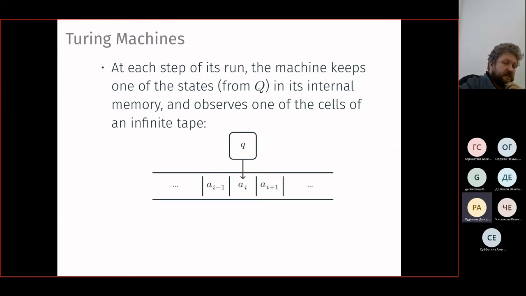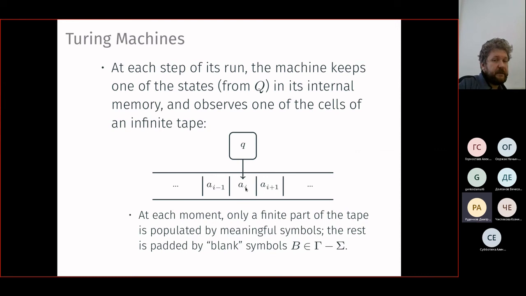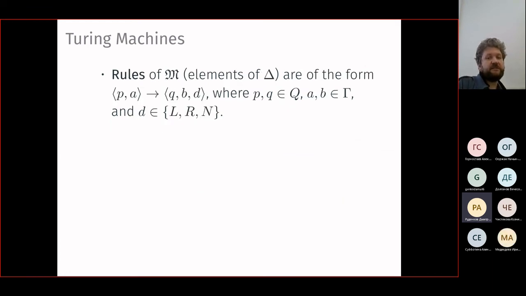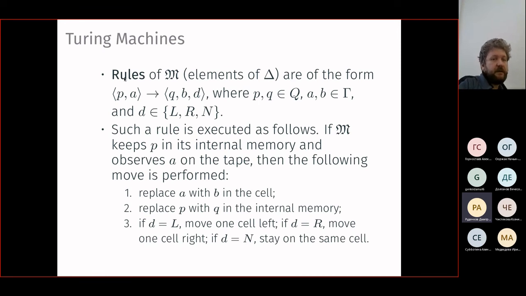And Q is our operational unit. Inside Q, we have this fast access memory. So this small q, we know it at each time. But this A is observed only if we look at it like this. This is the arrow which shows which cell. So we can read this one, but not the other cells. In order to read other cells, we need to shift to them. And at each moment, only a finite part of the tape is populated by meaningful symbols, and the rest is padded by blank symbols, which is a specific symbol which says that this cell was not used. And the rules are as follows. pA → qBD. So this is the prerequisite for the rule, and this is the conclusion.